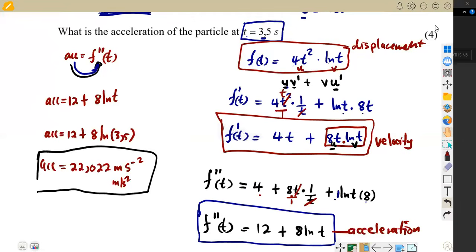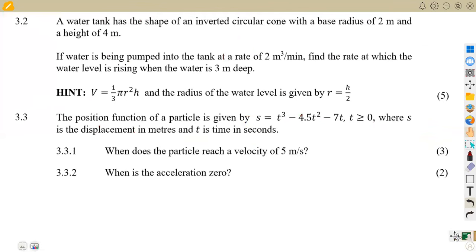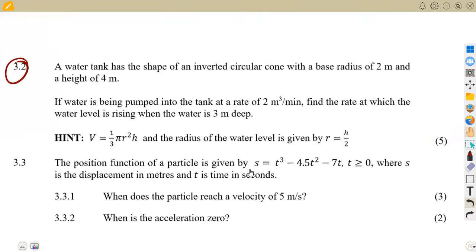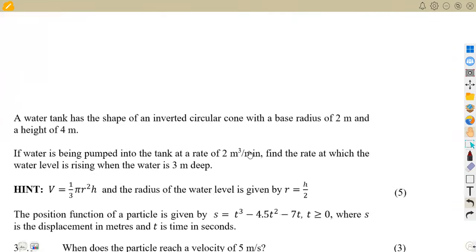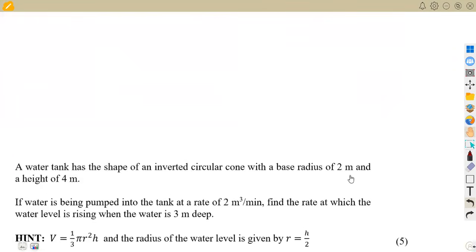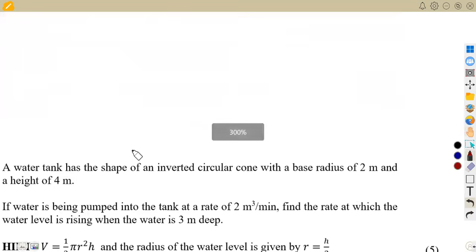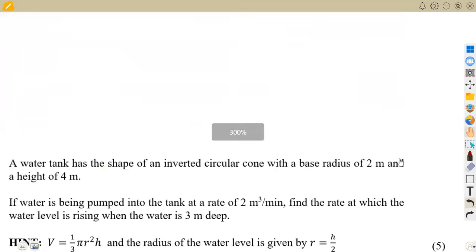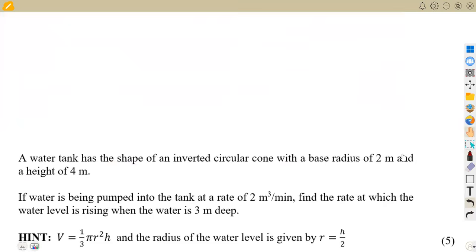All right, so let me do it like this. We also have a question again that is related to the second part. We shall talk about this later on, but let's start with the 3.2 that we are given there. So on 3.2, we are given here, let me take it down. So a water tank has a shape. Okay, this is what we have here.